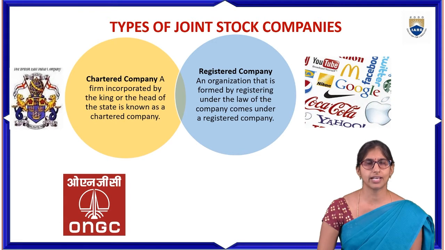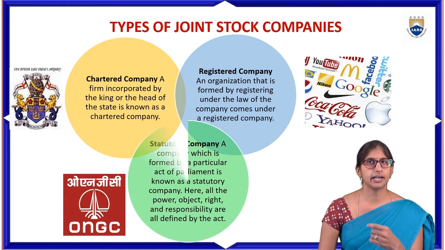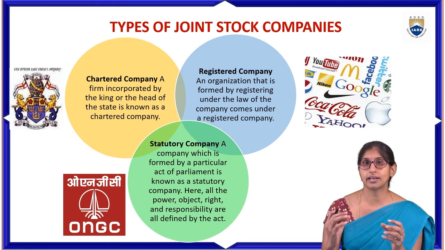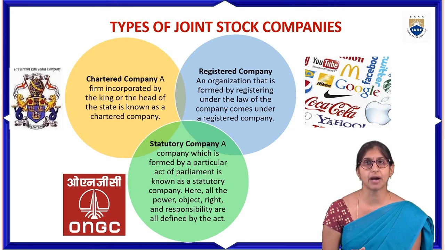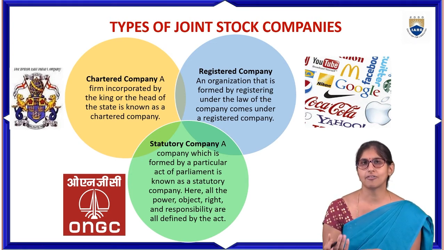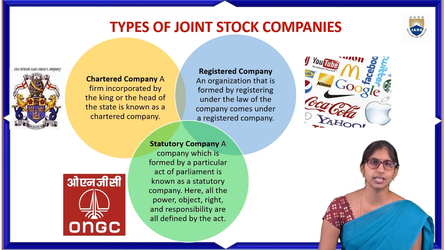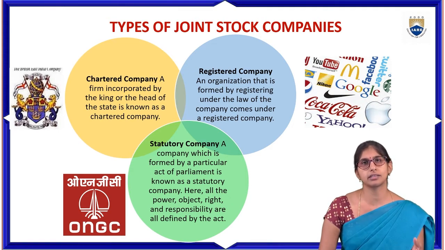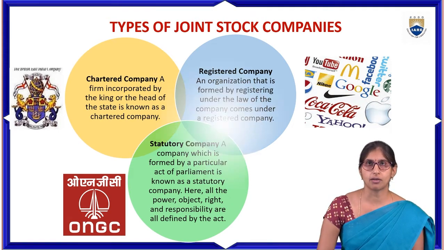And the next one we see is the statutory company. A statutory company means it is created or incorporated according to an Act of Parliament. A company is going to be incorporated. For example, we can take ONGC. ONGC is one of the statutory companies. According to the Act of Parliament, this company is incorporated.